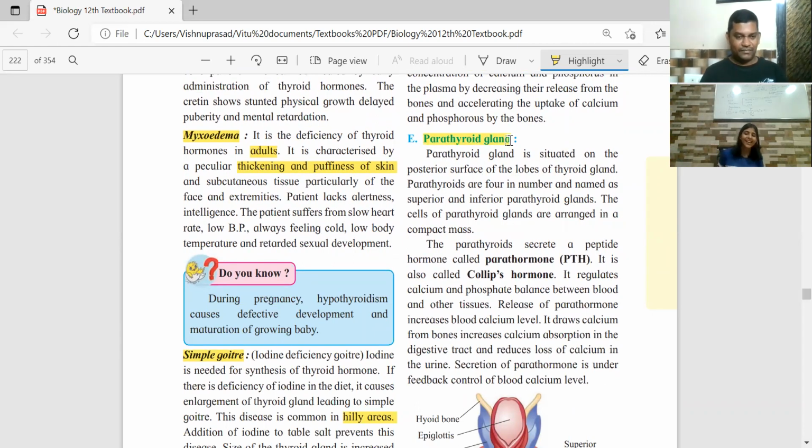Parathyroid gland. I like it. Understood about the thyroid gland properly? Yes. All the disorders also. Okay, let's talk about the parathyroid.